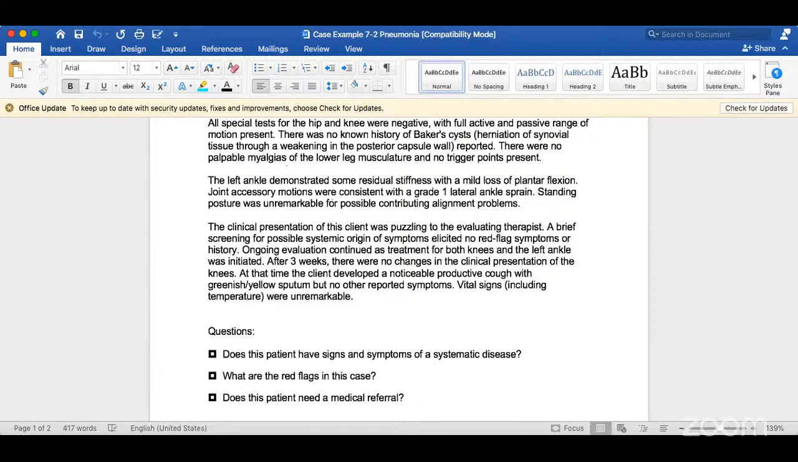Thank you, sir. Thank you very much. That's a good one. Sanity Journey. Okay, sir. Thank you. My own is regarding the red flags. I think, sir, the fact that after 3 weeks there are no changes in the clinical presentation of the knees should raise concern. So I think the patient needs to be reviewed further, and if possible, referred for medical investigations. Thank you, sir.